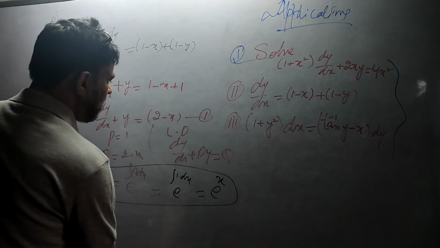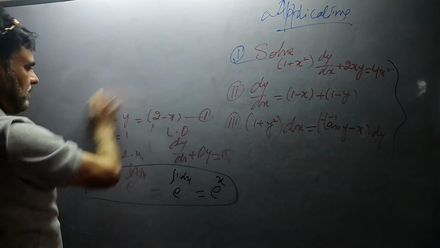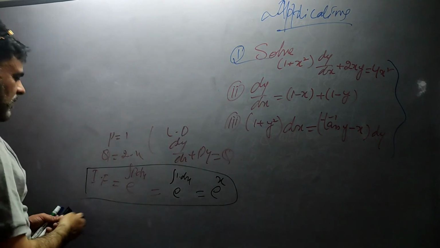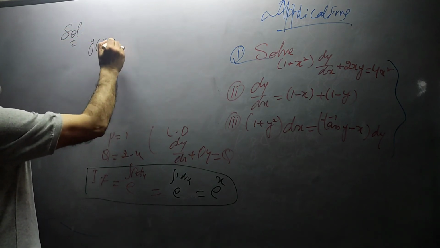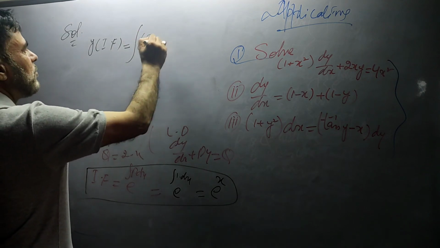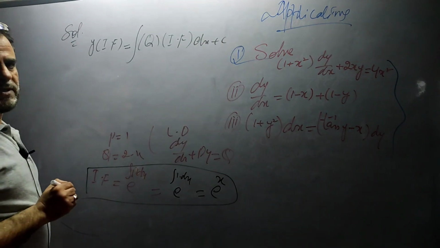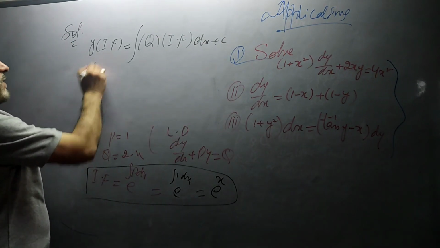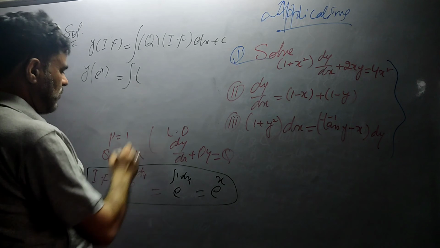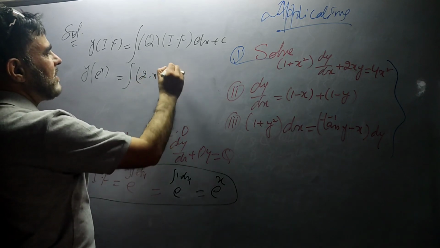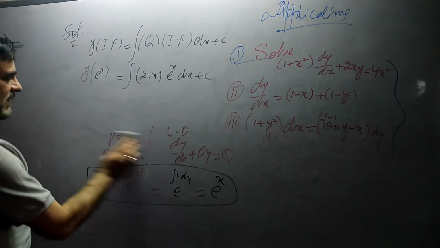So what is the solution? How are we going to solve this? What is the solution of this differential equation? You write the solution as y times the integrating factor is equal to the integral of q times the integrating factor with respect to x, plus c, the constant of integration. So y times e raised to the power x is equal to the integral of 2 minus x times e raised to the power x dx plus c. Now how do I integrate this?